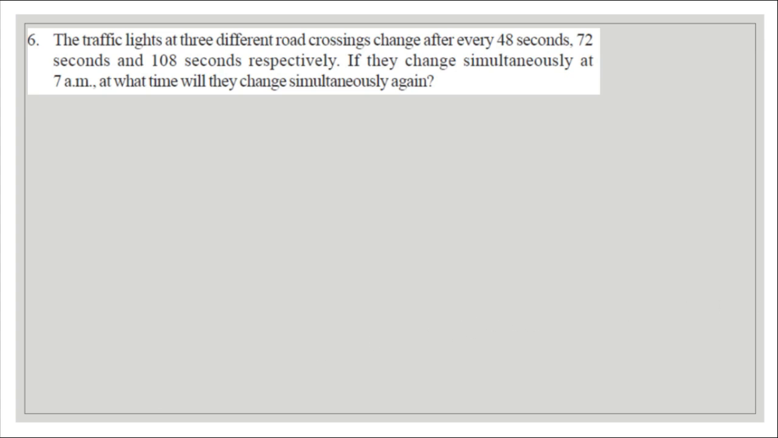Question number 6. Traffic lights at 3 different road crossings change after every 48 seconds, 72 seconds and 108 seconds respectively. If they change simultaneously at 7 a.m., at what time will they change simultaneously again? In this case also we'll be finding the LCM of 48, 72 and 108.